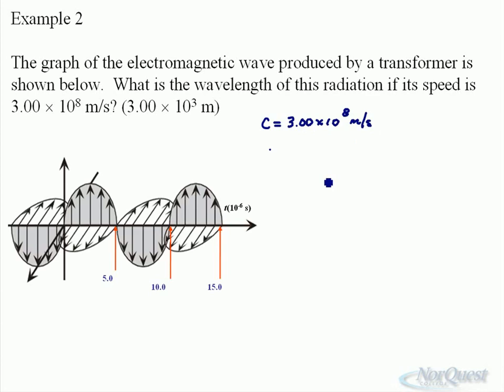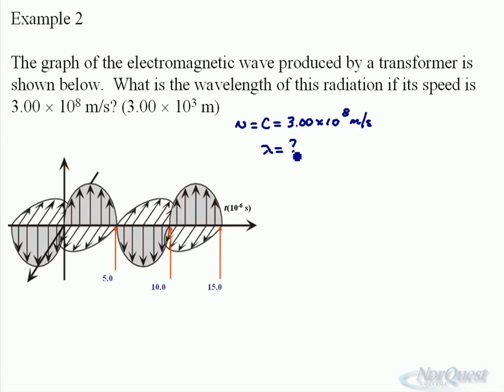Now, what else do we have to know? We want to know wavelength. So if we want to know wavelength, we need to know frequency. Now, I don't see frequency given in this question, but they do give me a graph, and they give me a time for different points on the graph.